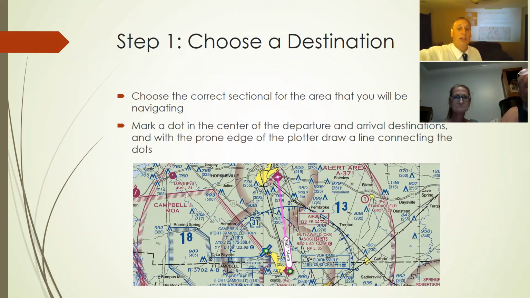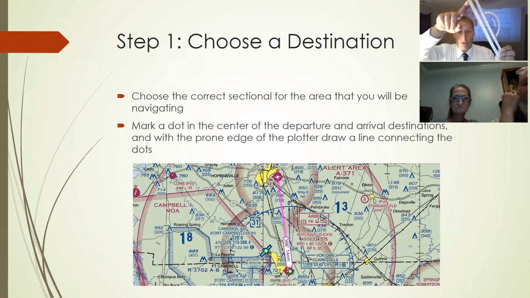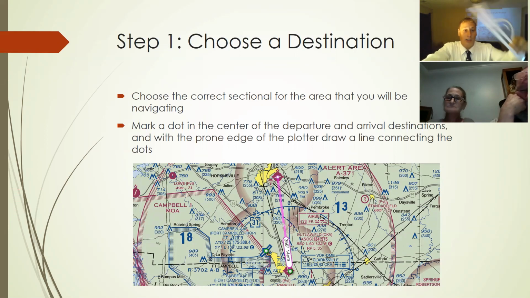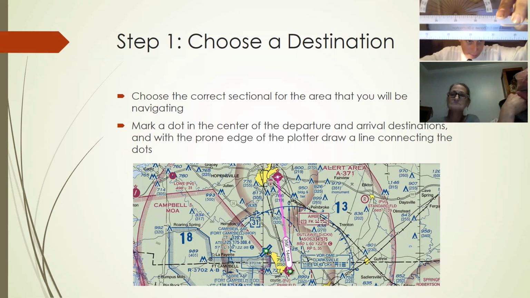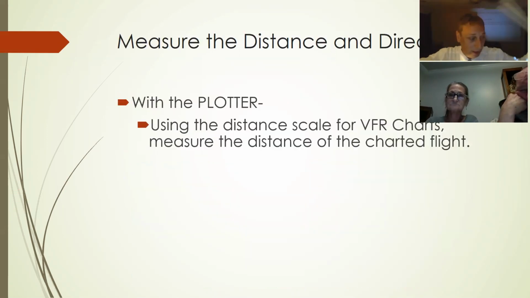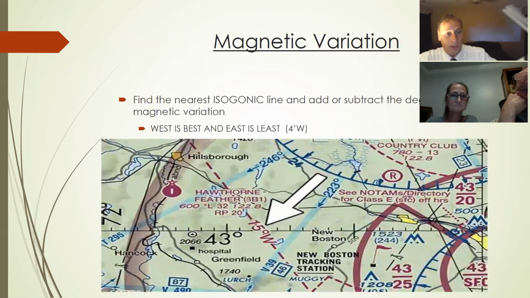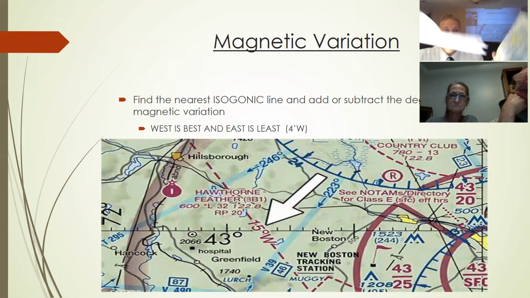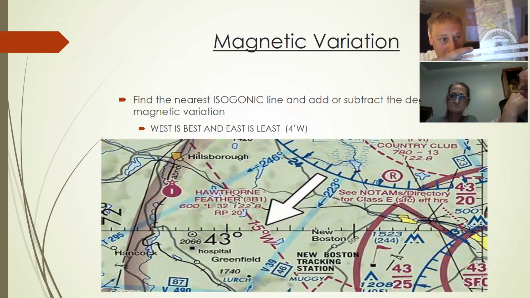In today's flight, we're going from Clarksville to Hopkinsville. To start, you will place a dot in the center of your departure and the center of your arrival destinations, and then use the straight edge of your protractor to connect the dots. Then you can use your sectional to measure a distance and get your true heading.